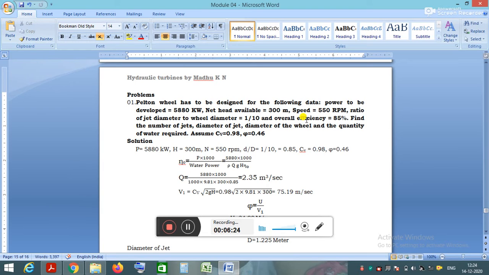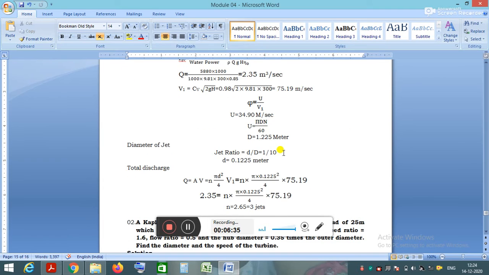He asks us to find the number of jets required for the flow through the Pelton wheel for the above conditions. The number of jets can be found using the equation Q = N × area × velocity, because the total flow through the turbine is given by the continuity equation: area into velocity multiplied by the number of jets. Here in this equation, Q = N A V.